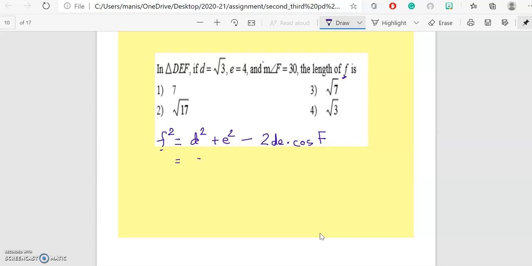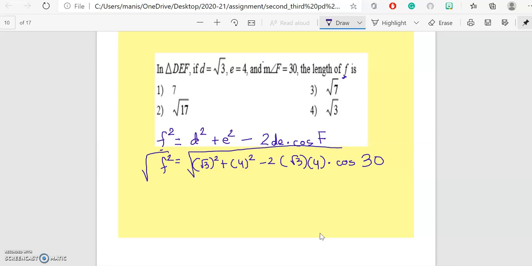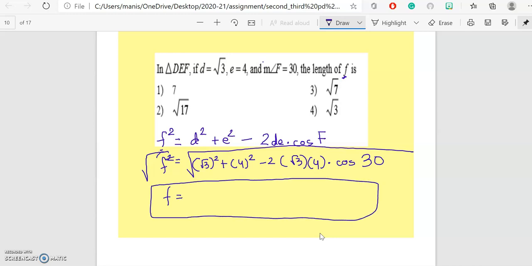So we will plug in the values over here. This is your radical 3 whole square plus 4 whole square minus 2. D is your radical 3. E is your 4. Now do not write 30, you write cosine of 30. Okay, and this is your F square. After this you will take the radical on both the sides. So this will be cancelled out and rest of the things your calculator can do for you.